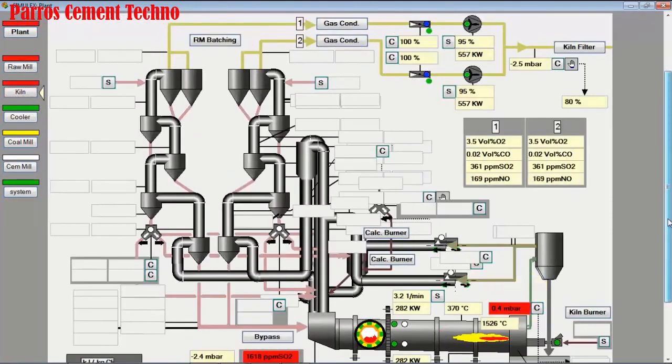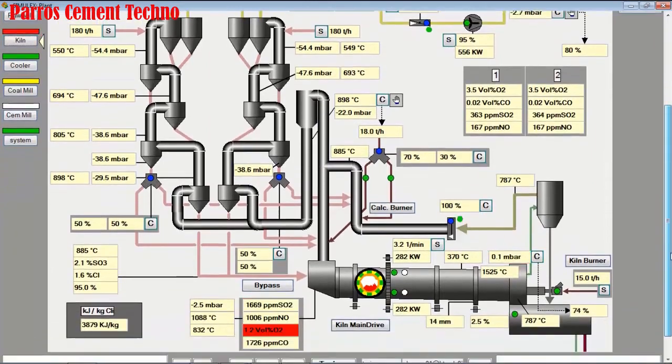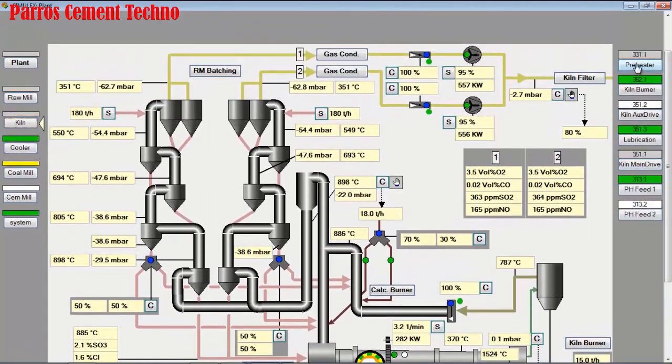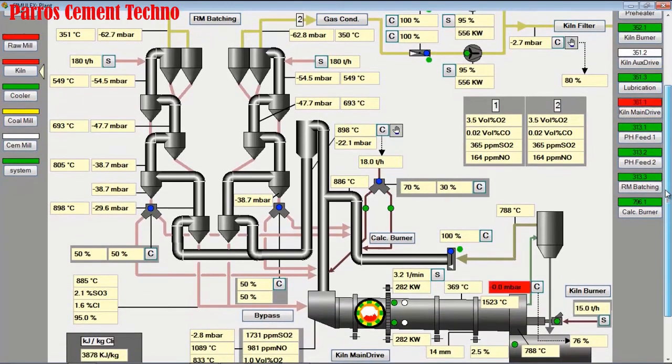We return to the kiln display monitor, we have to reset a lot of alarms, because we made changes to the cooling system, the kiln hood draft is close to positive.